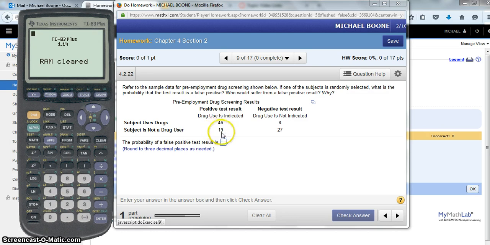So it looks like it'd be 19 out of everyone that was in the sample. If I look at that, that gives me 19 divided by everybody else. So that would be 65 and 35, which would be 100 people.